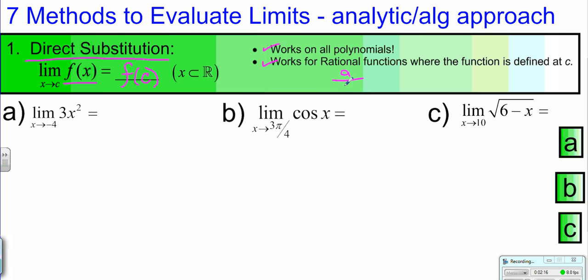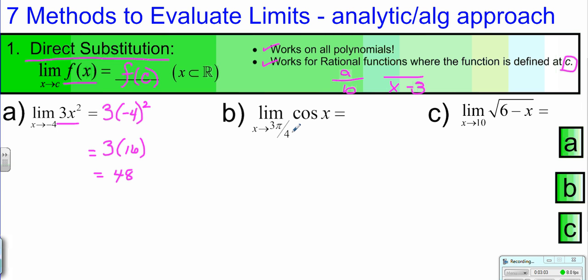Rational functions, remember, are some polynomial over some polynomial, where the function is defined at c, meaning that if I plug c into my denominator, it does not give zero. Say the denominator excluded the value 3; if c was anything but 3, it would work just fine. So quickly here, let's just use substitution. X approaches -4 of the function. Here's my f of x function. We're going to evaluate it by simply substituting -4 in. That's going to give us 3 times 16, and 3 times 16 we know to be 48.